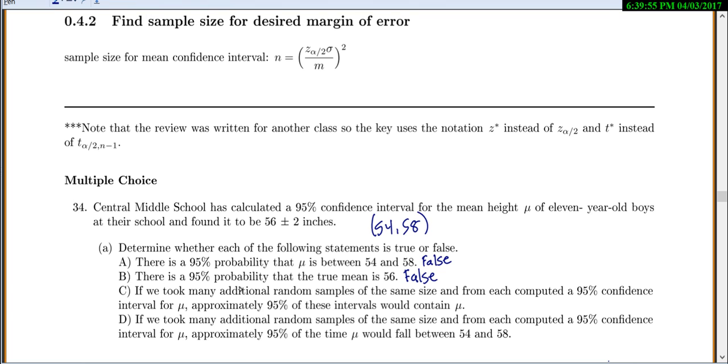Let's see, C says, if we took many additional random samples of the same size and from each computed a 95% confidence interval for mu, approximately 95% of these intervals would contain mu. That one is correct. So remember, that's what the 95% means. If you took lots and lots of samples, 95% of all the samples you get would actually contain mu.